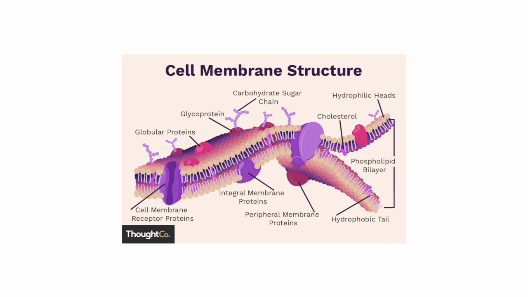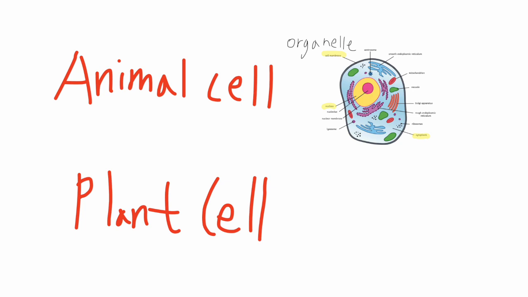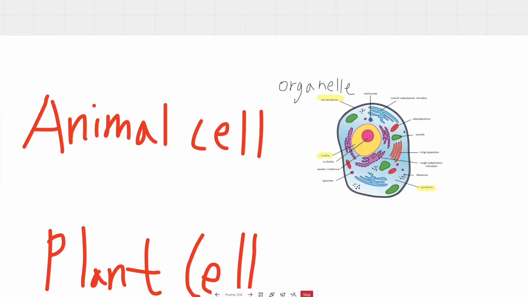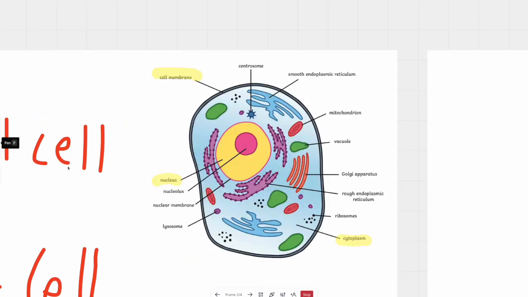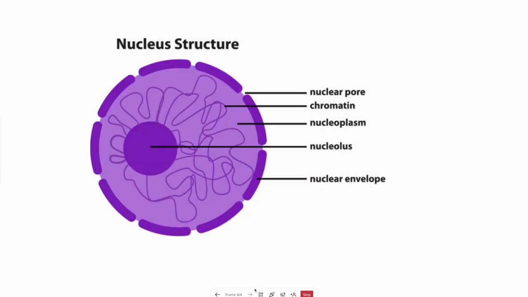Now let's go back to our beautiful diagram over here. So as you can see, the nucleus, as I said just now, is the mastermind of the cell. Now let's talk about this cool mastermind. So over here we have a very simple diagram of a nucleus. Let's go into the details.